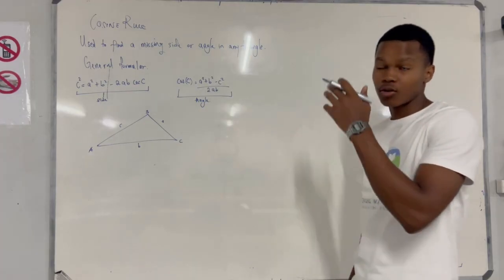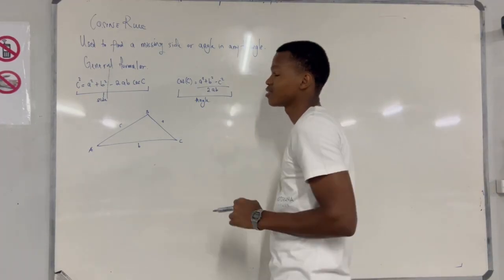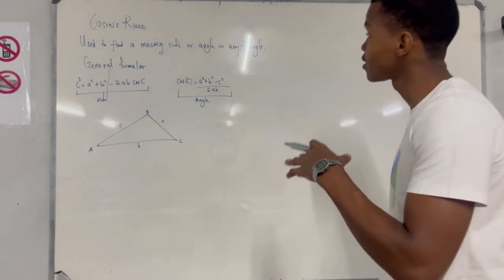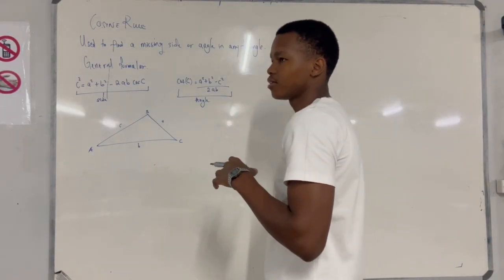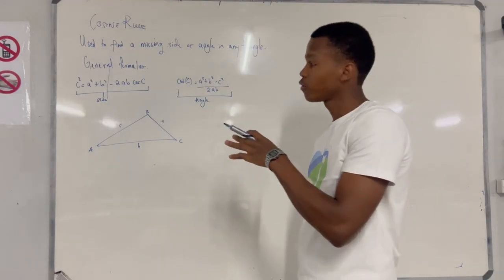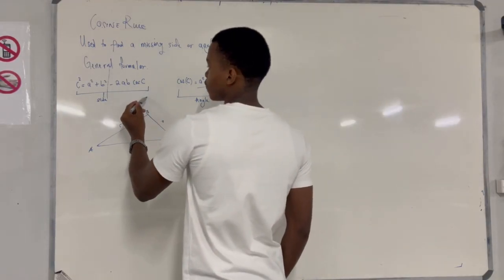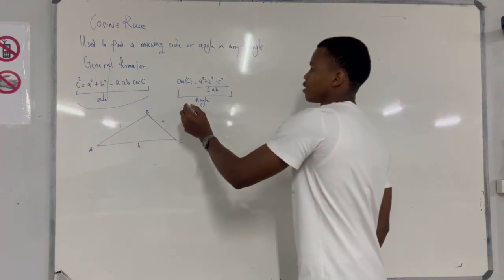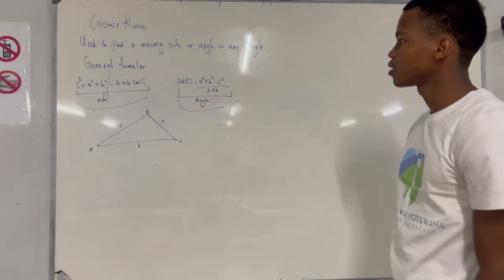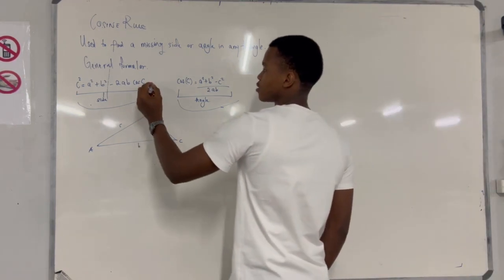So we will be discussing the cosine rule. The cosine rule is basically used to find a missing side or an angle in a triangle, in any triangle. So we have a general formula for the cosine rule, which is used to find the side, and we have the general formula used to find the angle. And I want us to look closely at this formula.